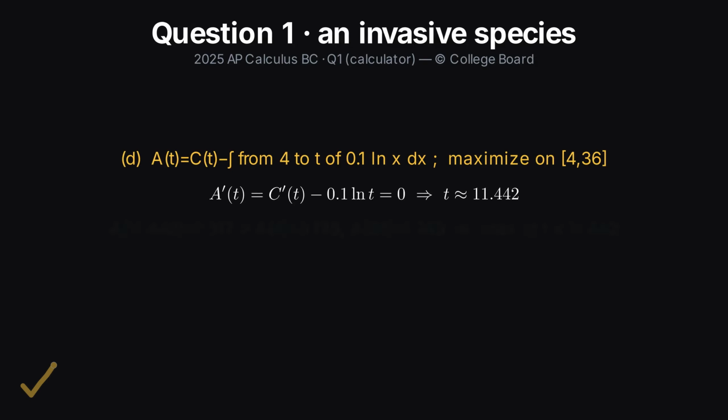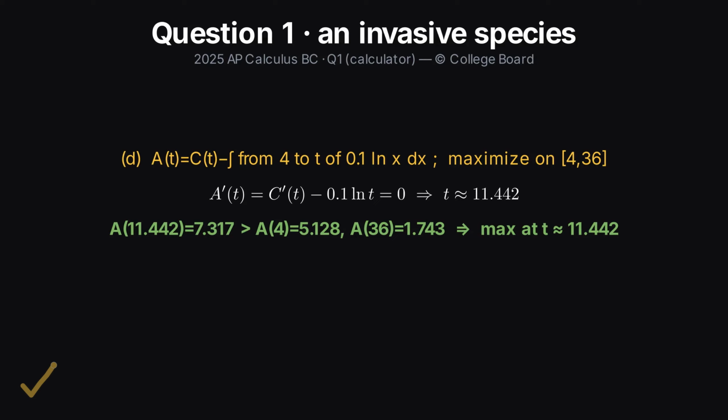Part D. With countermeasures, A of t equals C of t minus the integral of 0.1 natural log x. Setting A prime to 0 gives t about 11.442, and checking endpoints, that's the maximum.